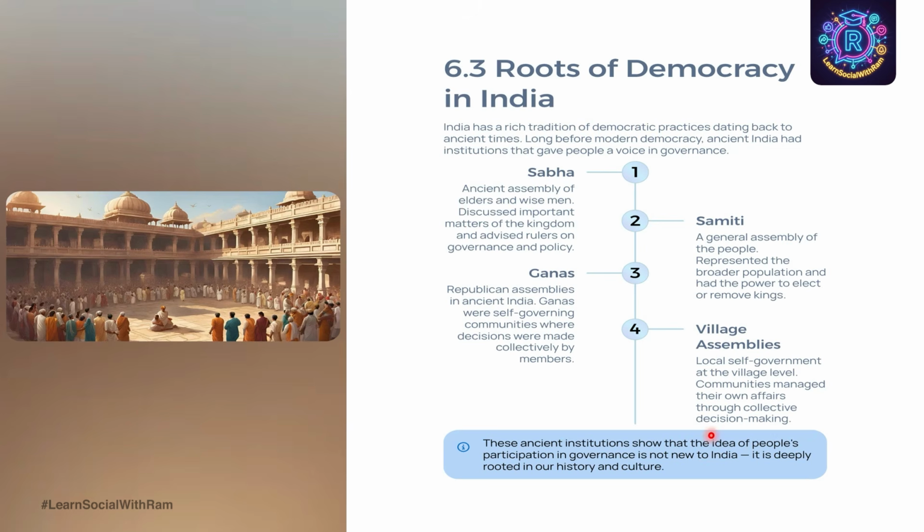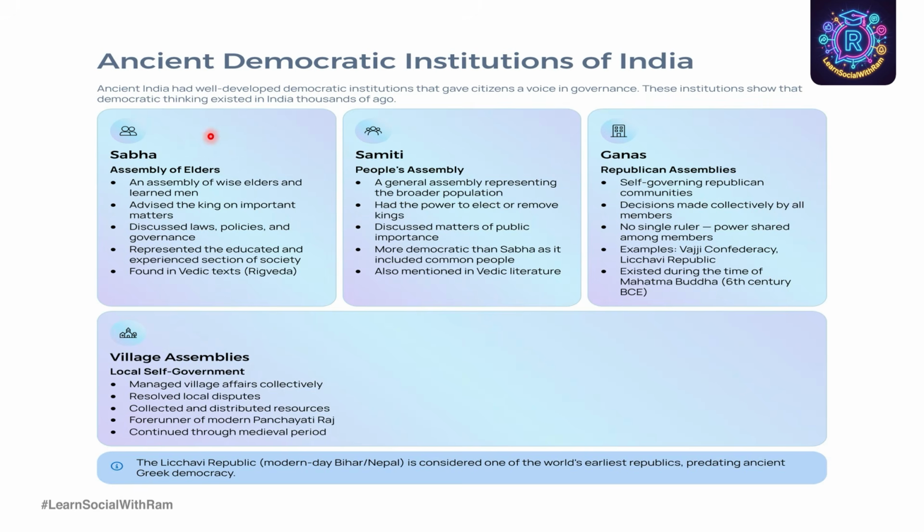And you can expect this question for 3 marks, where the question can be asked as briefly explain the ancient roots of democracy in India. So, we will be studying in depth about Sabha, Samiti, Ganas, as well as village assemblies. Now let us try to understand all these ancient democratic institutions of India individually, starting with Sabha. Sabha is also called the Assembly of Elders and wise people.